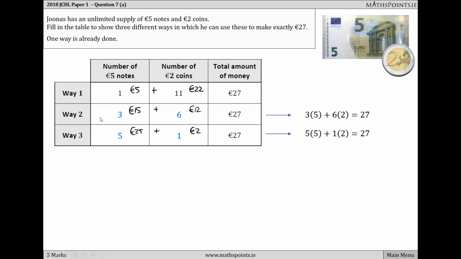What you'll notice is the key in this question is that the number of €5 notes needed to make €27, we have to have an odd number of €5 notes. If we have an even number of €5 notes, well then the multiple of 5 will end in a 0 and we won't be able to make it 27. So for example, had we said we had 2 €5 notes, well 2 €5 notes would be €10, and we would need an additional €17 to make the 27. But there's no way we could have made the €17 out of €2 coins. 17 is not a multiple of 2. So this idea of an odd number of €5 notes is going to be important in the next part of the question.